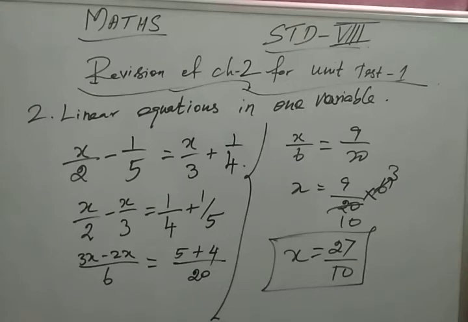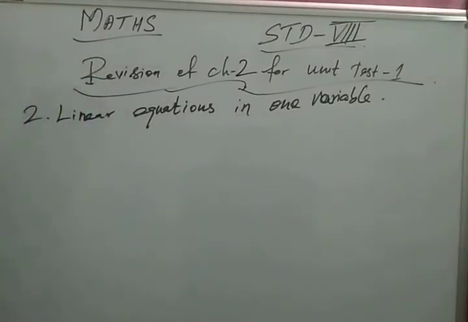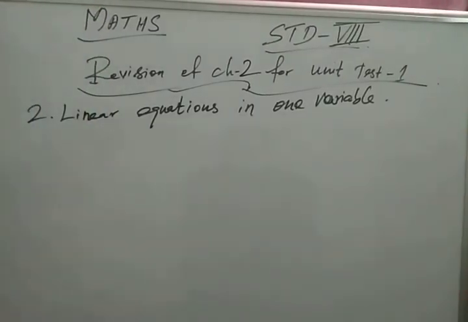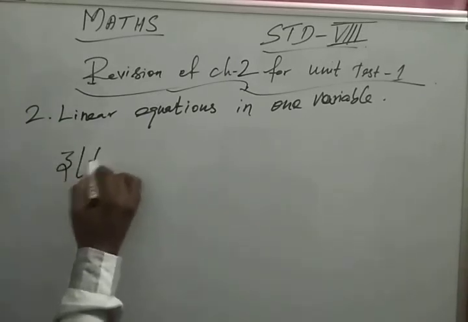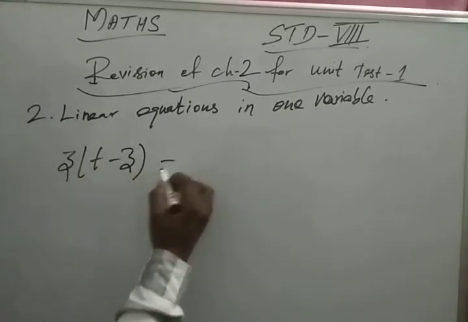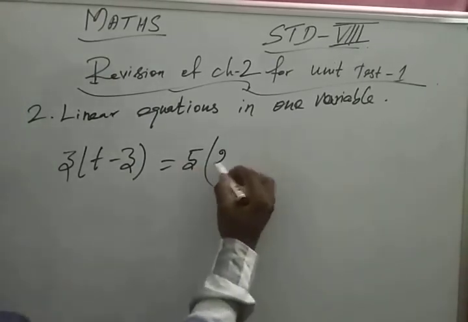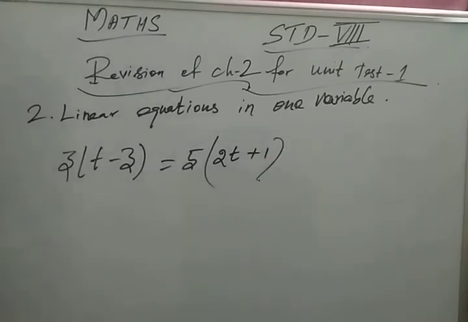And similarly, they have given the second option also. Simplify and solve the following equations. They have given the sums over there. The first one they have given is 3(t minus 3) is equal to 5(2t plus 1). They have given the values over there. So this also we are going to solve.